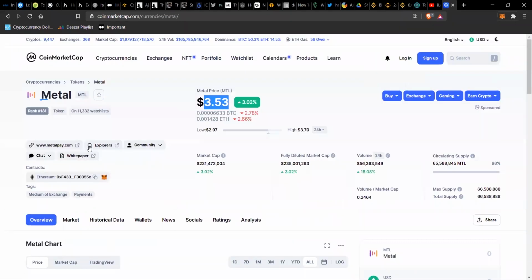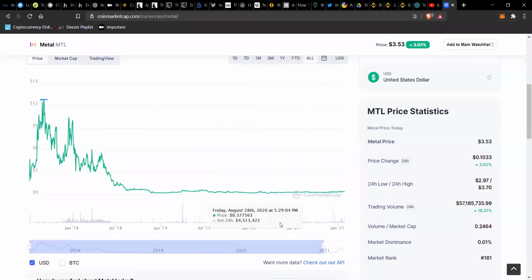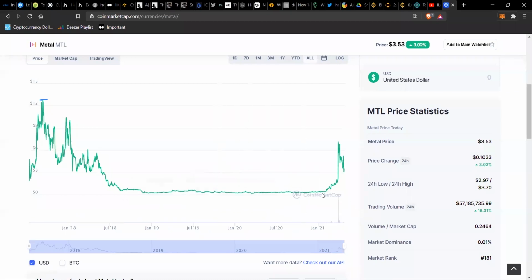You bought at $12. Today it's at 3.5. That is, it's even pumped recently and even recovered. It will be at 3.5. Imagine before it pumped, it was at what now? It was at $0.4. Just imagine the sorrow.